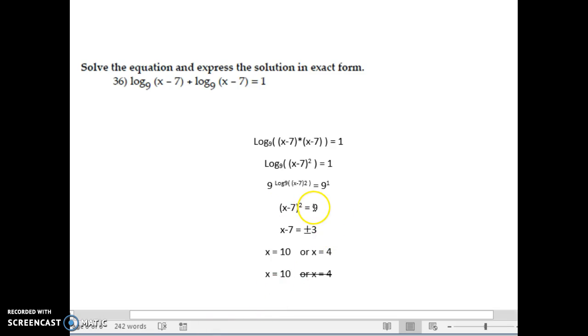So from here, we just need to solve for x, take the square root of both sides, and you get to here. The square root of 9 is plus or minus 3, and then add 7. So for a plus 3 and 7, you get 10. A minus 3 and 7, you get 4. Now you need to check your answers. If you plug a 4 in here, we have a log of a negative number. Negative numbers are not in the domain of the log function. So this is not a solution. Only 10 is the solution for x.